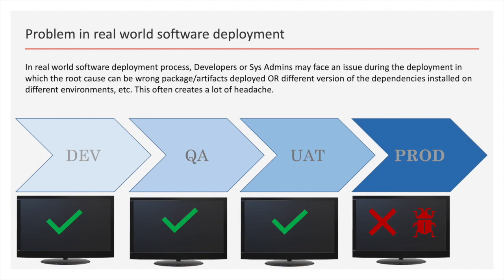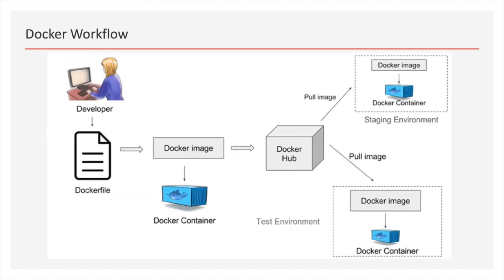In a real-world software deployment process, developers or system admins may face an issue during the deployment in which the root cause can be the wrong package or artifacts being deployed, or different versions of dependencies installed on the server. This often creates a lot of headache during the deployment, especially if the deployment is in the production environment. Now let's quickly understand how Docker resolves this software deployment issue. Let's see a typical workflow of Docker.